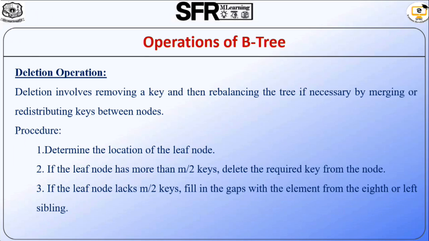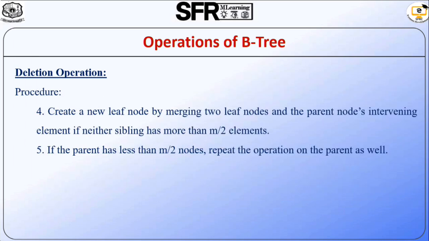left sibling. In this case, we note that if the left sibling has more than m/2 elements, shift the intervening element downwards to the node where the key is deleted and push the larger element back to its parent. Or if the right sibling has more than m/2 items, shift the intervening element downwards to the node where the key is deleted and push the smaller element up to the parent level. Fourth step, create a new leaf node by merging two leaf nodes and the parent node's element if neither sibling has more than m/2 elements.